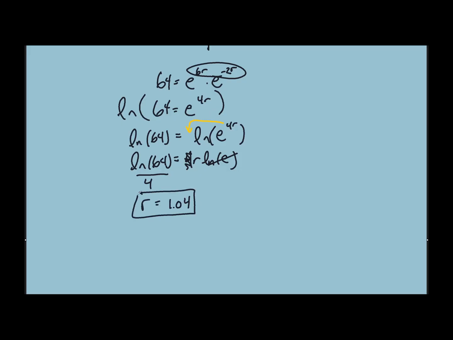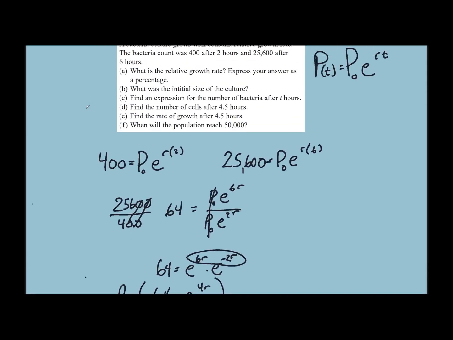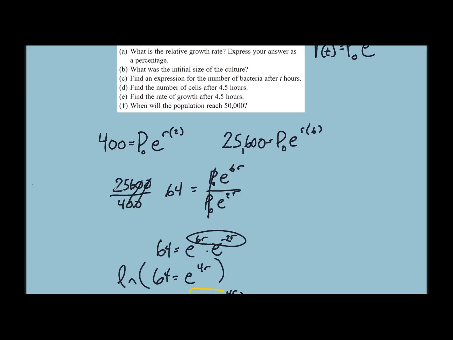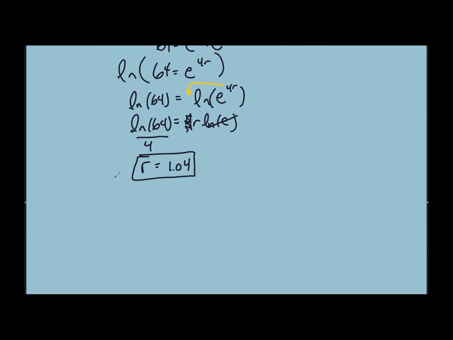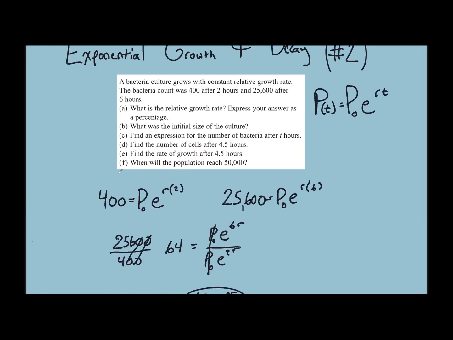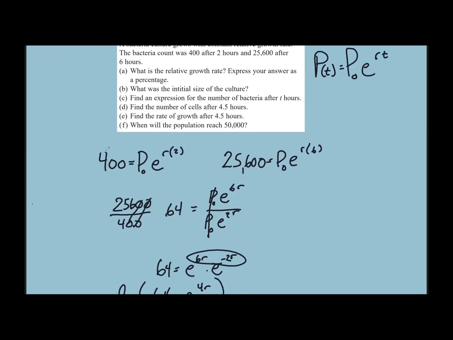So here's our relative growth rate. This is what they want for r here. So as a percentage, that would be 104%. That's what they want, it's expressed as a percentage. Then they say, what's the initial size of the culture?